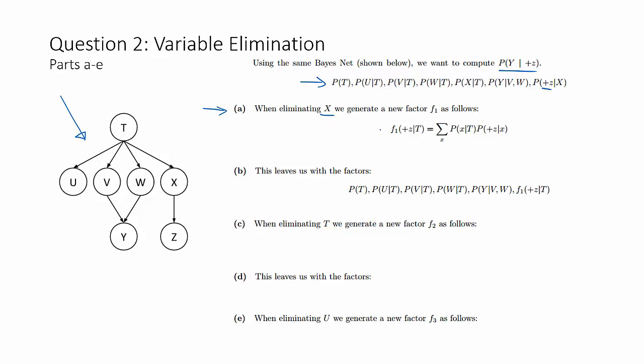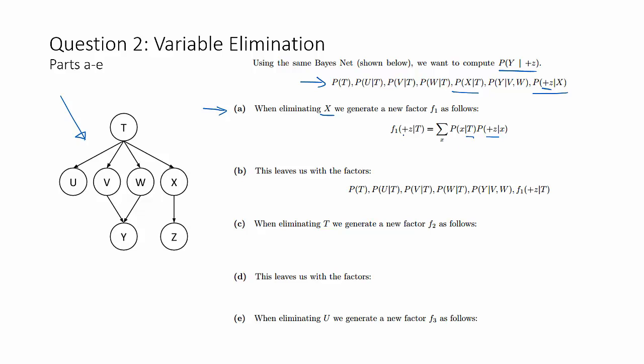hidden variable X. For this hidden variable X, we look at all factors involving X, which are P of X given T and P of plus Z given X. We join those factors together by multiplying them, and then we sum over all possible instantiations of X and eliminate X out of the term. So this leaves us with a factor that involves everything other than X, which is plus Z and T.